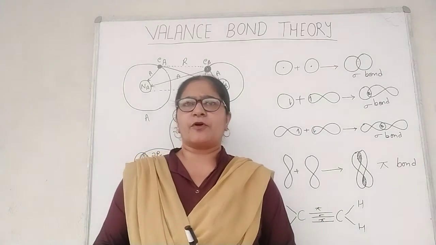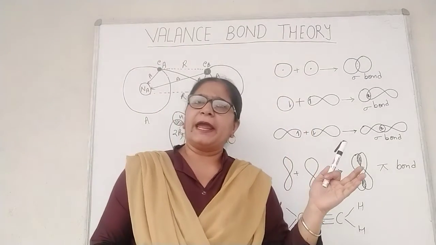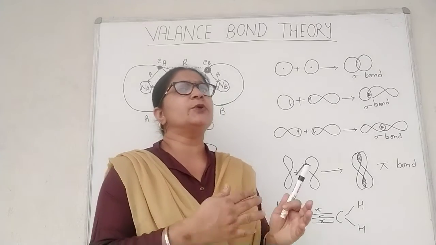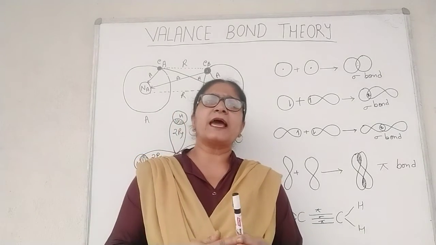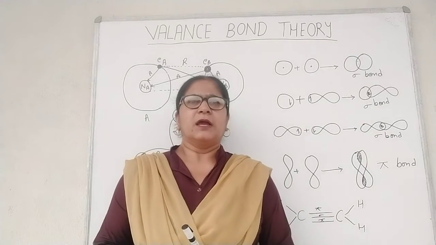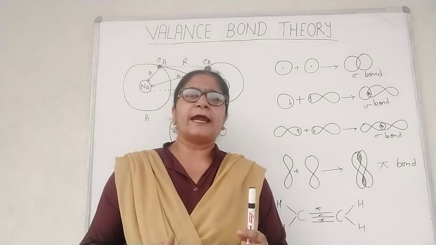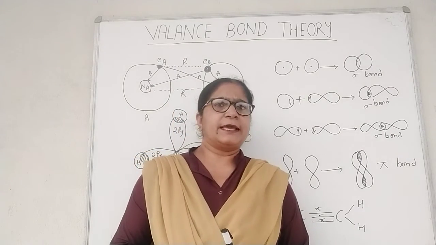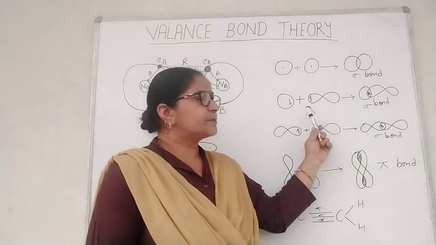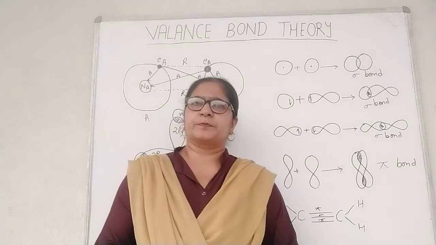Sigma bonds are formed by the end-to-end overlap of atomic orbitals along the internuclear axis, known as head-on or axial overlap. There are three types of head-on overlaps that form sigma bonds. They are s-s overlap, s-p overlap, and p-p overlap.